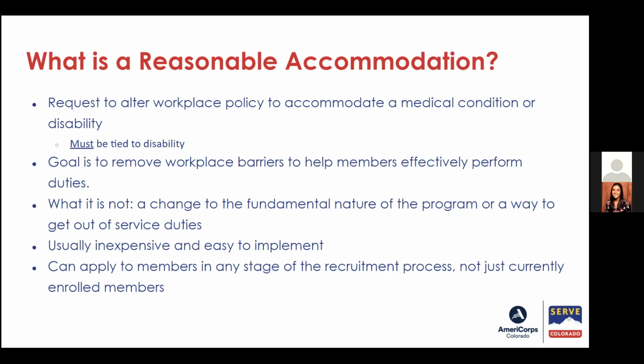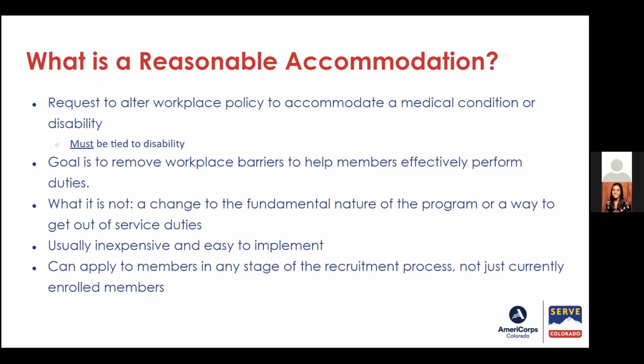So first, what is a reasonable accommodation? By definition, it is a request to alter a workplace policy to accommodate a medical condition or a disability. Something important to note is it must be tied to a disability or medical condition in order to be considered a reasonable accommodation request. The overall goal of this is to remove workplace barriers to help members effectively perform their service duties and provide an equal service experience across all members.